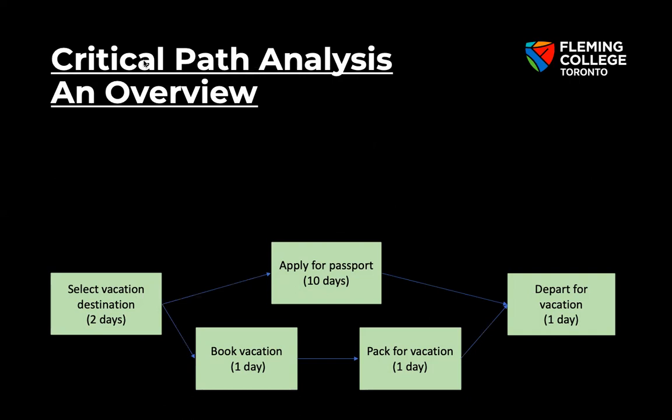For example, we have to go for a vacation. So we have to select a destination, and then we have to apply for a passport. The first tasks, and then the second and third tasks, are book vacation and pack for vacation. Now you can think about which is the longest path, in terms of number of days. Here in number of days, what do you think? Although we have two tasks in the later path. Okay, see that.